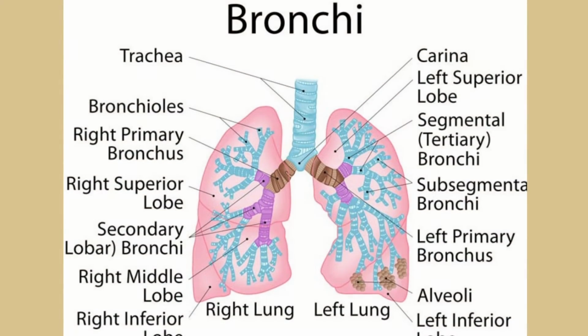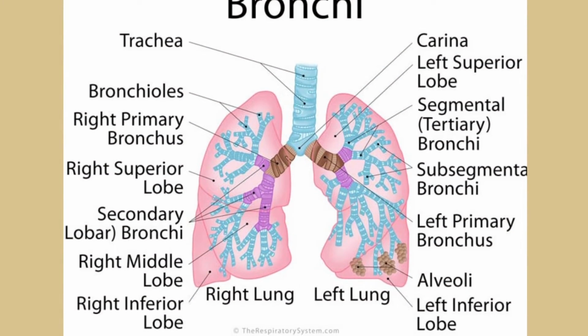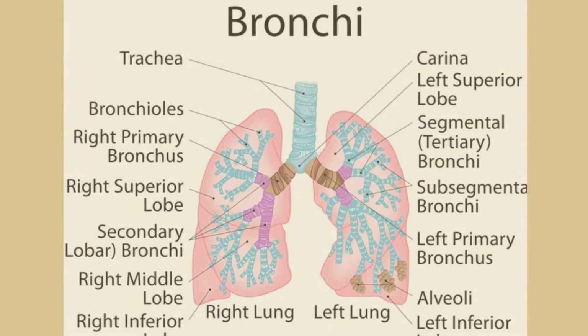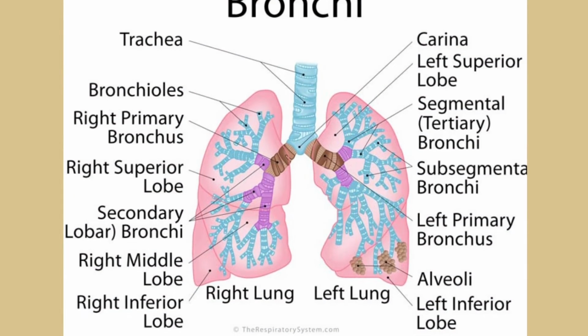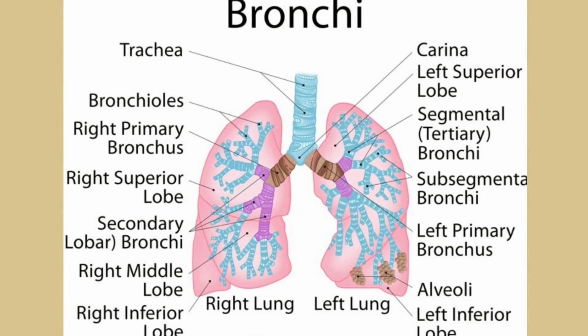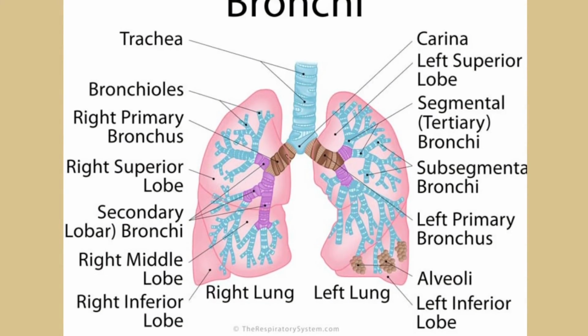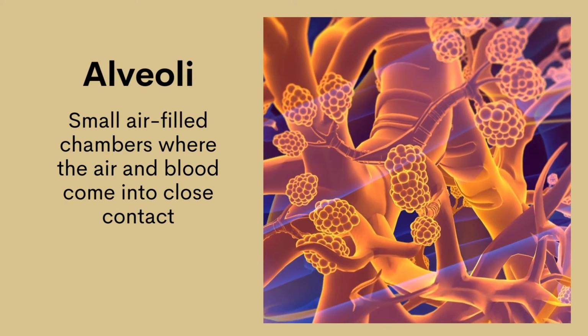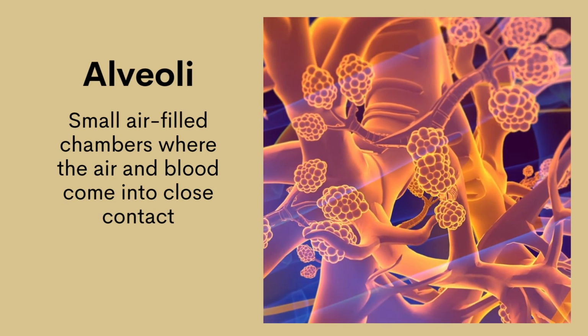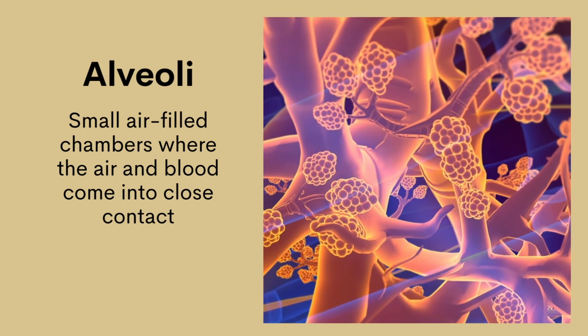Bronchopulmonary segments are divisions of each lobe, separated from one another by connective tissue septa. The bronchial tree consists of the main bronchi, and the alveoli are small air-filled chambers where the air and blood come into close contact with each other.